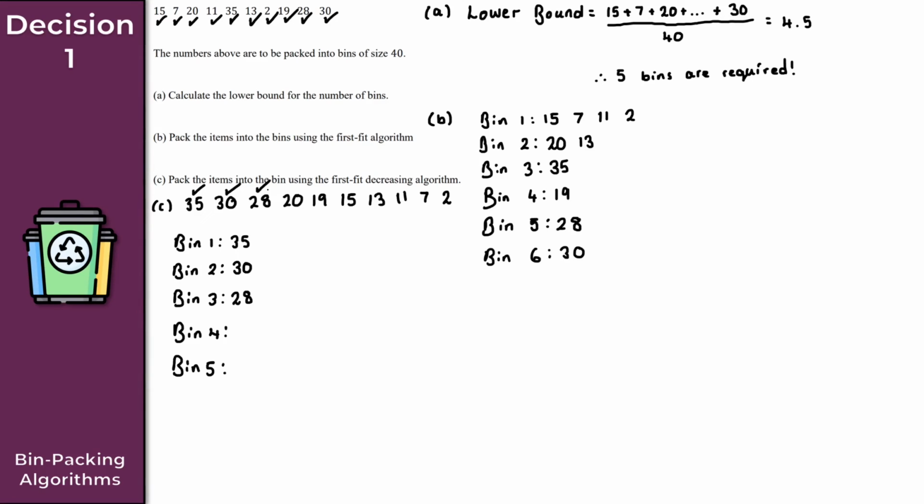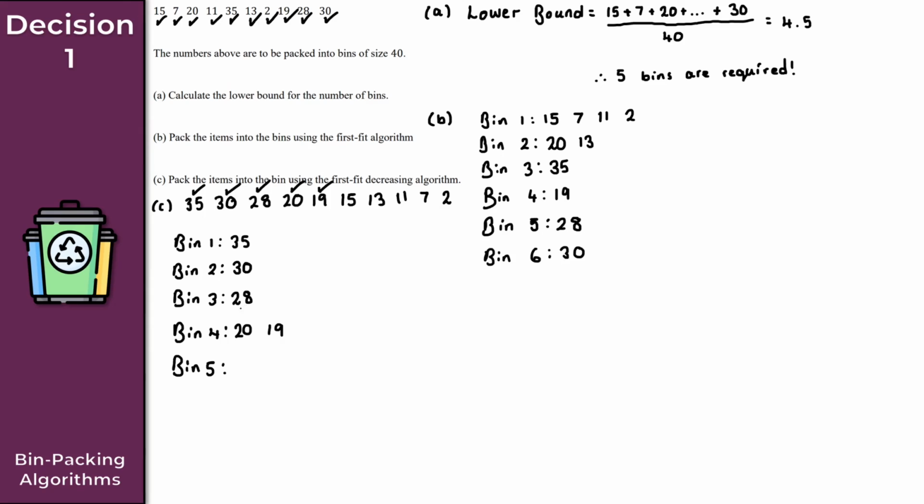Perfect. So for the 20 here, that will not go into bin 1, bin 2, or bin 3. So 20 goes into bin 4. Give that a tick. Complete. For 19 then, so 19 won't go into bin 1. I've only got 5 units of space left there. It won't go into bin 2. I've only got 10 units of space left there. And it won't go into bin 3. I've got 12 units of space left there. However, it will go into bin 4, right? Because I've got 20 units of space left here. So 19 goes into bin 4. Give that a tick.